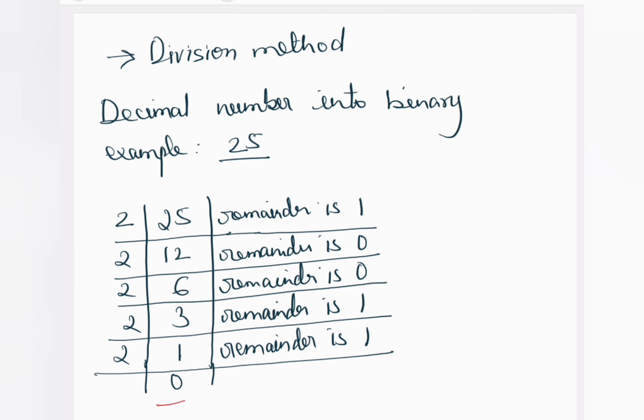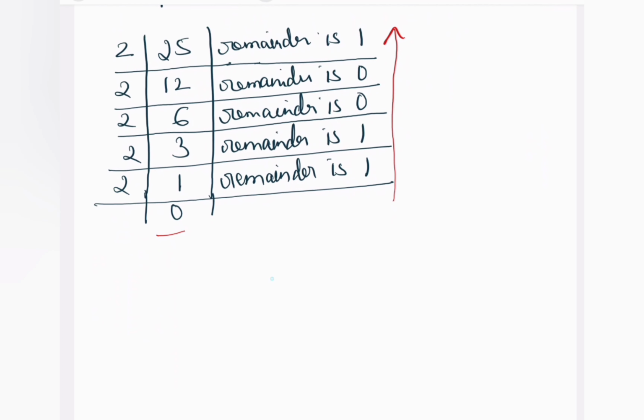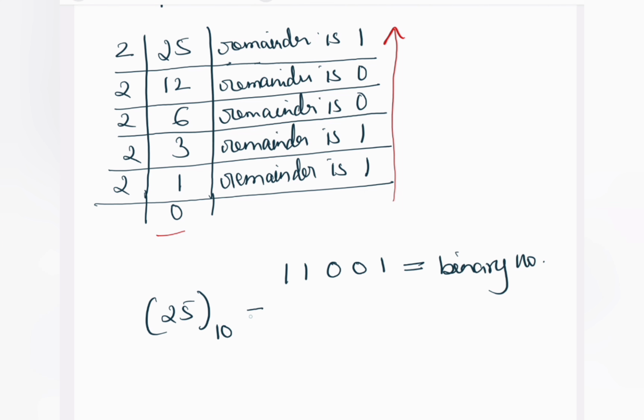Now we need to collect all the remainders, which is from bottom to top. So let's write the remainders together, and it goes 1 1 0 0 1. So this is the binary number. How do you write it together? 25 is in decimal, so put it in brackets, the base is 10, which is equal to the binary number here, and the base is 2. So this is the basic idea of the conversion.